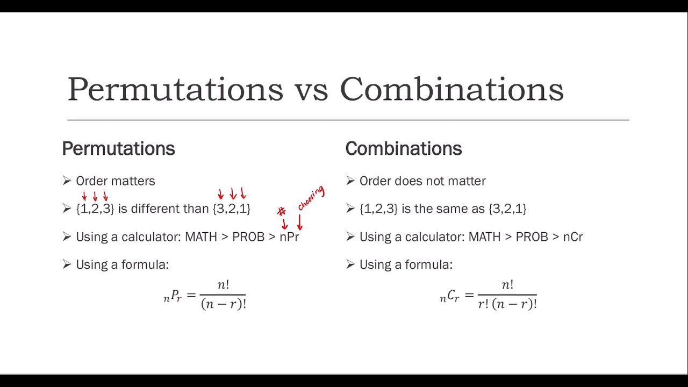So in a combination, the order doesn't matter. So if we had 1, 2, 3, it's the same as 3, 2, 1. So using a calculator, you would do Math, Probability, nCr, and then using a formula, you have n choose r is n factorial over r factorial times n minus r factorial. So the only difference between their formulas is this r factorial in the denominator for our combinations, because that's taking away all the repeats where it's the same numbers but just in a different order.